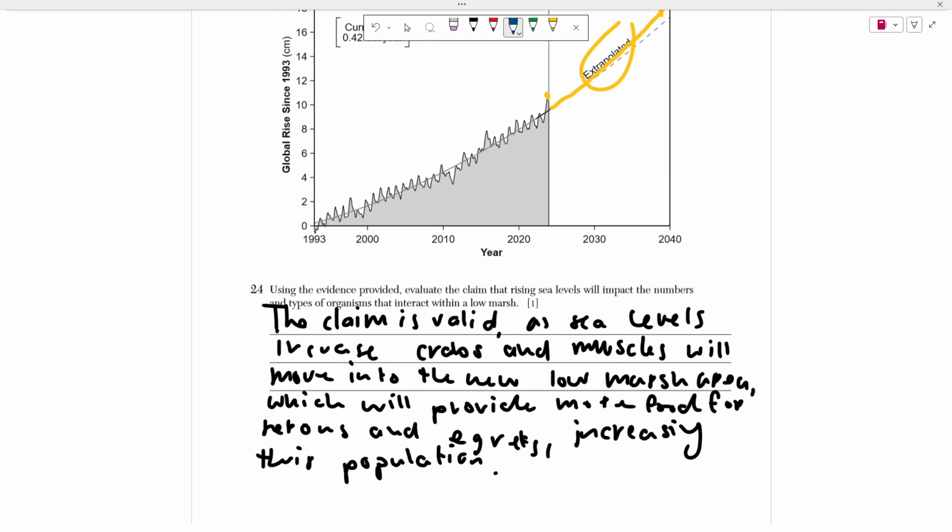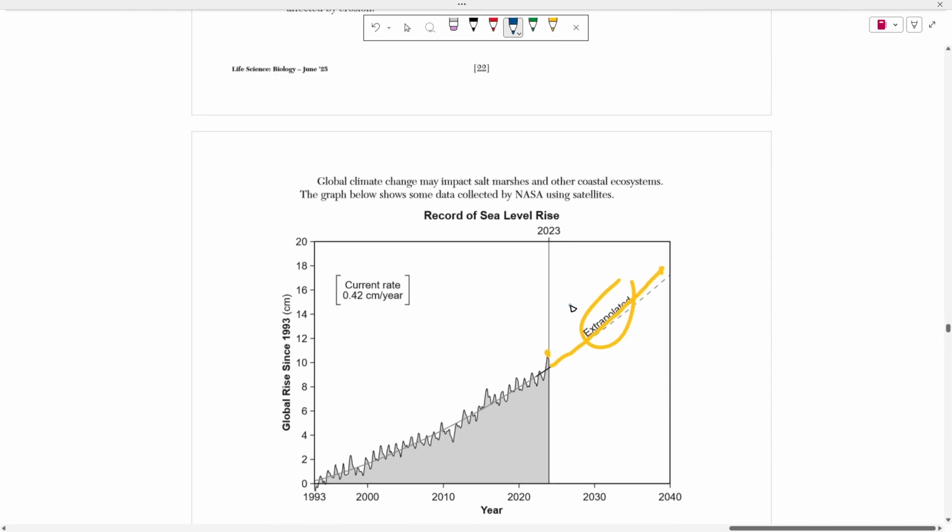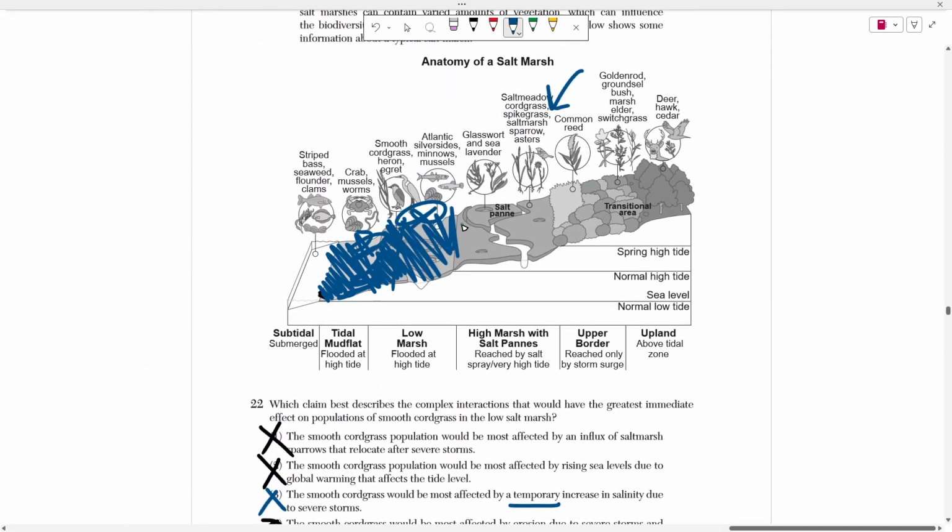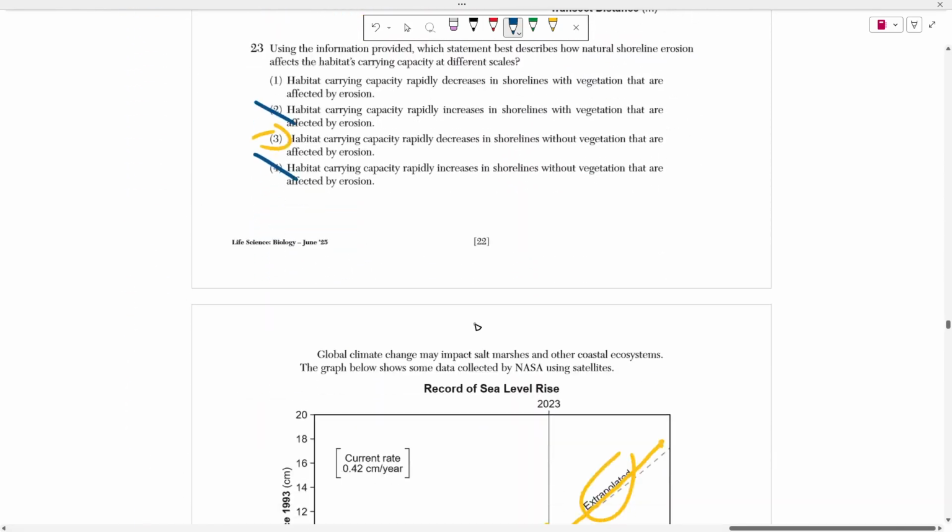You could have also said that rising sea levels may cause the mudflat to move into the low marsh, which could decrease the habitat availability for minnows and silversides. This could decrease populations of herons and egrets because of a food shortage. Okay, so as long as you say that the claim is valid, because it is, and then you support it by saying some way that this environment will change, you would have gotten full credit here.